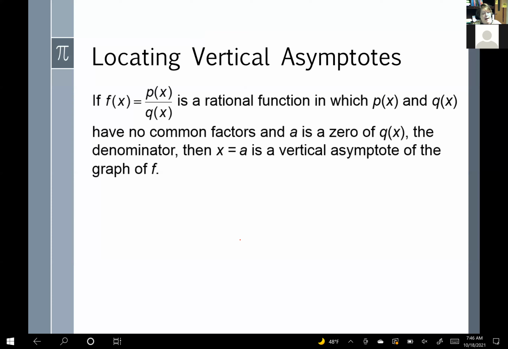So to find vertical asymptotes, you factor a numerator and denominator, cancel any common factors, set the denominator equal to 0, and that will give you a vertical asymptote. Because when the denominator is equal to 0, you can't have that. So in a rational function, that's one of two things. It's either a vertical asymptote or it's a hole in the graph. And we'll talk about that in a minute.